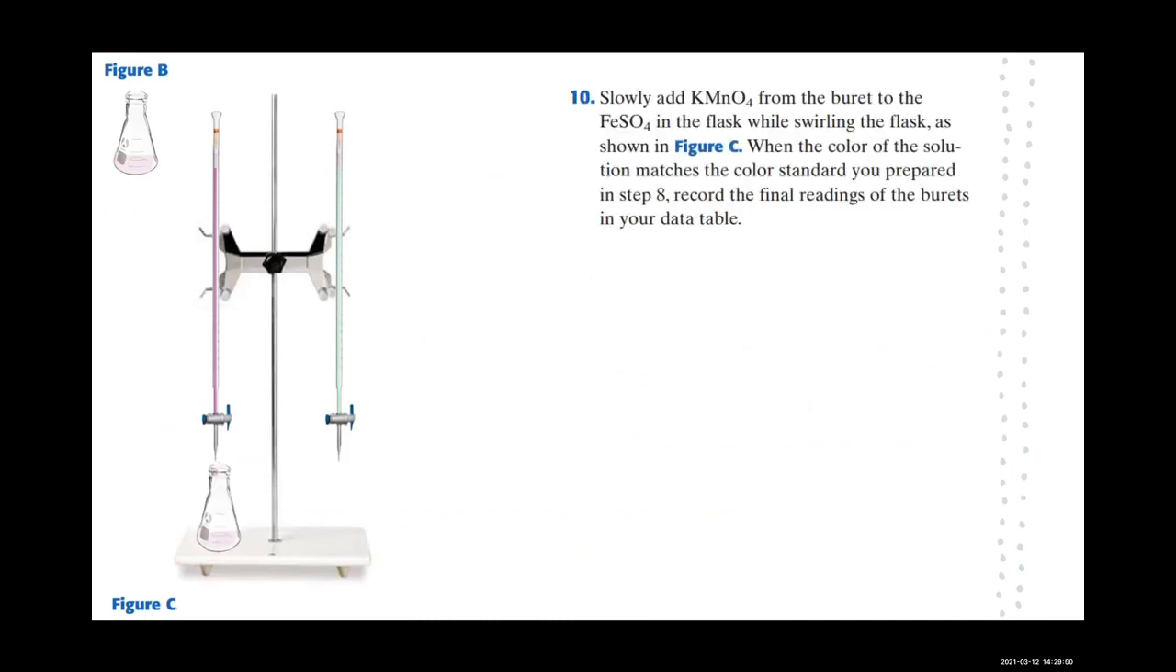Slowly add potassium permanganate from the burette to the iron(II) sulfate in the flask while swirling the flask, as shown in Figure C. When the color of the solution matches the color standard you prepared in Step 8, record the final readings of the burettes in your data table.